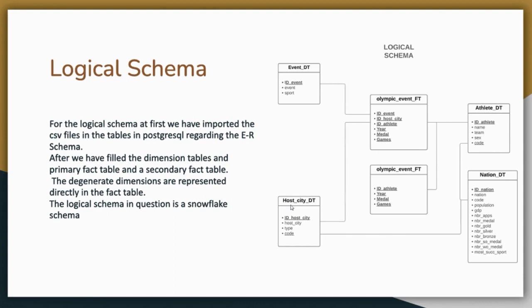And we can see also that we have a nation dimension table, and so this means that we have snowflaked on the nation attribute, the dimensional attribute, because the nation dimensional attribute is shared between the host city dimension table and the athlete dimension table, and so we have to snowflake at this point. For this reason the logical schema in question is a snowflake schema.